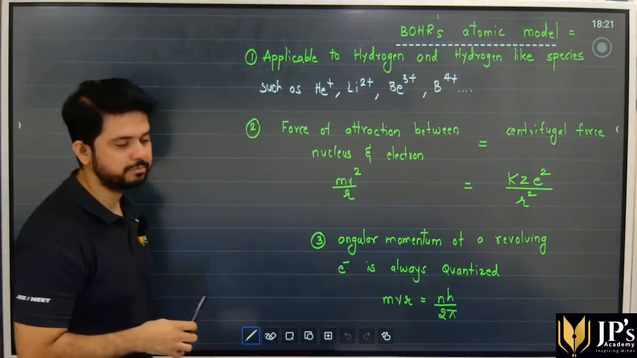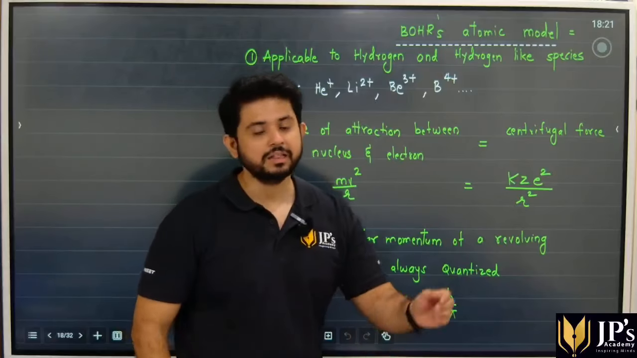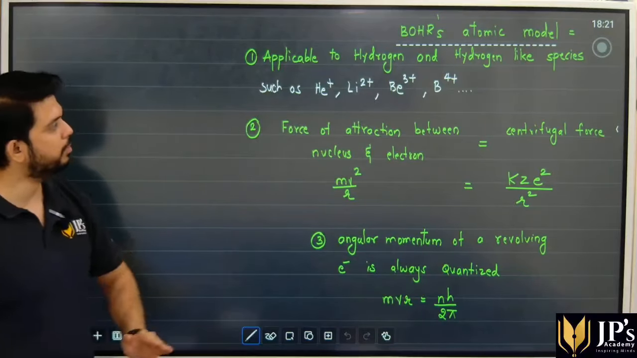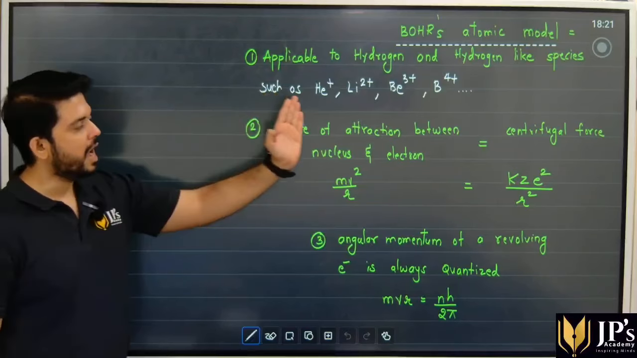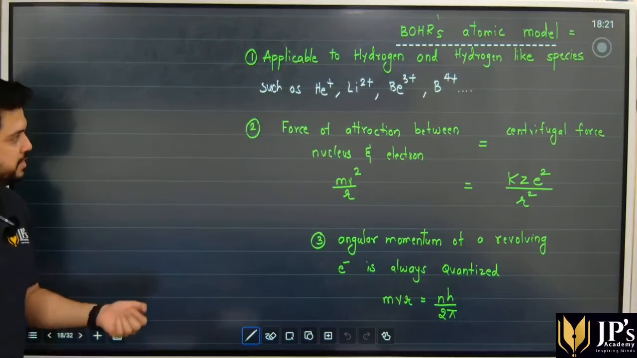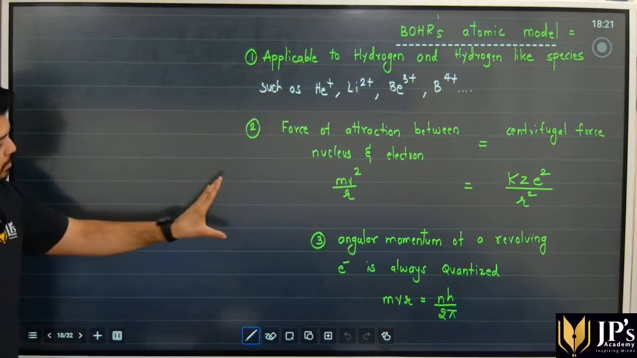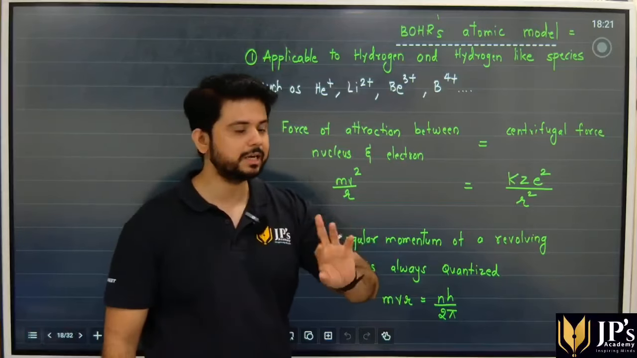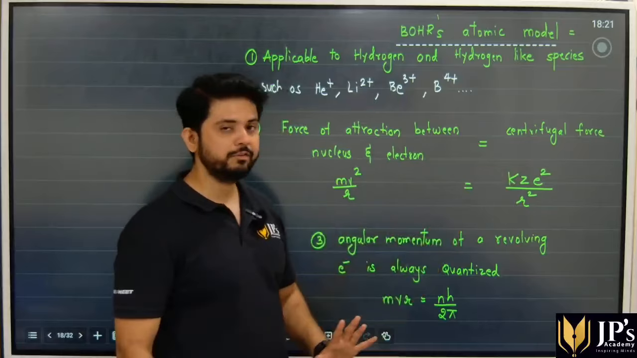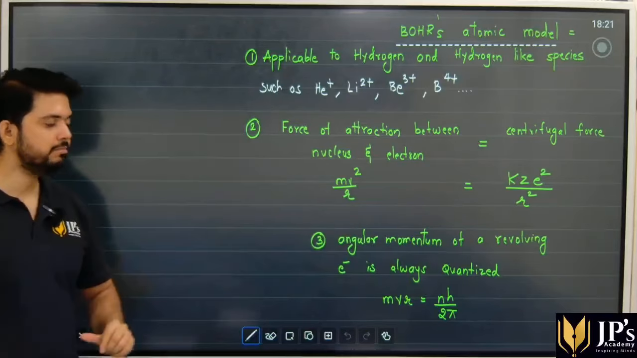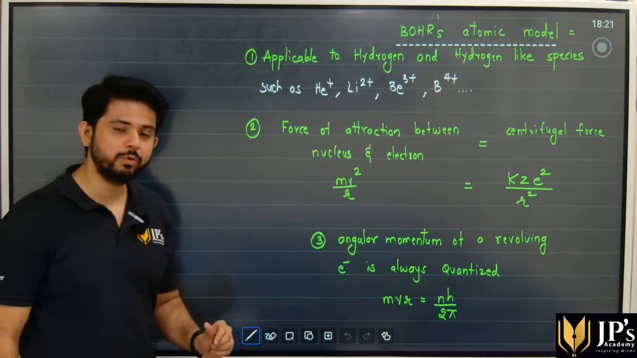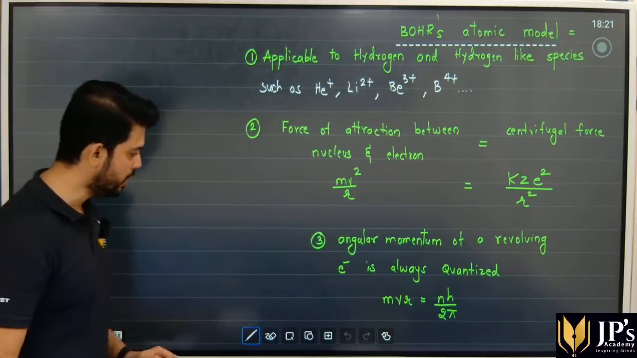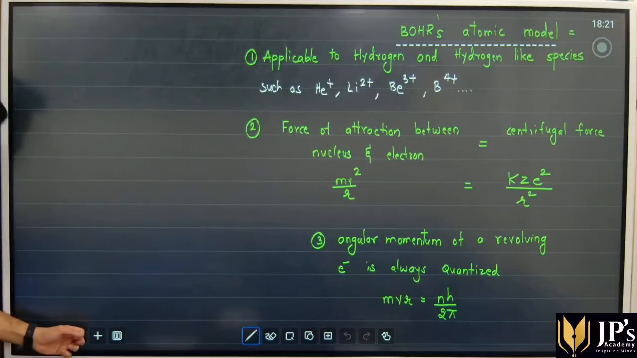Next students, we have Bohr's atomic model. This came after Rutherford, and Bohr's atomic model is applicable only to hydrogen and hydrogen-like species. According to Bohr's atomic model, the force of attraction between the nucleus and the electron is balanced by the centrifugal force. The angular momentum of the electron in Bohr's model is quantized. mvr is equal to nh upon 2 pi.